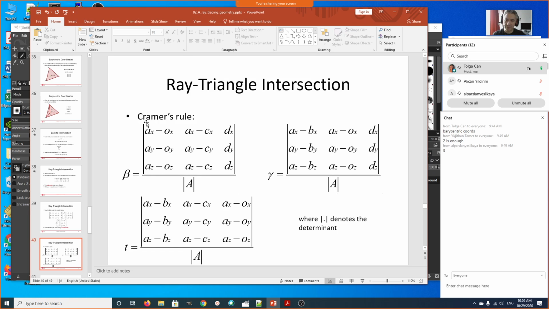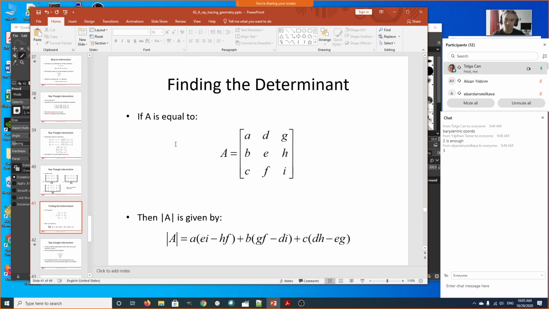Cramer's rule says that beta is equal to the determinant of this 3 by 3 matrix divided by the determinant of A. So if A is equal to this, the determinant is given by this lengthy formula. Actually, you don't need to memorize this. The determinant is like this. You cross out, just like with the cross product. I used the determinant when I described the cross product. If you cross out the column and the row, it's E times I minus F times H. That's the coefficient for A.